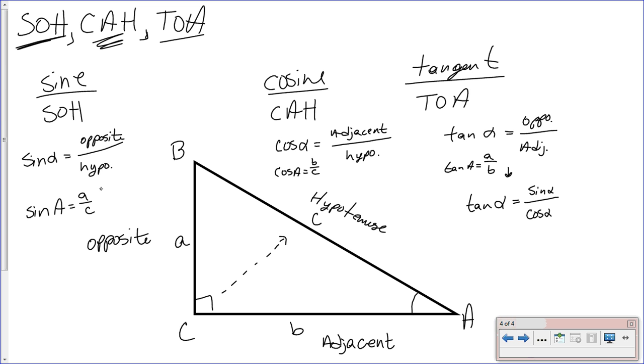So remember the special triangles, remember the ratios of the sides, and hopefully this Sohcahtoa jogged your memory for that.